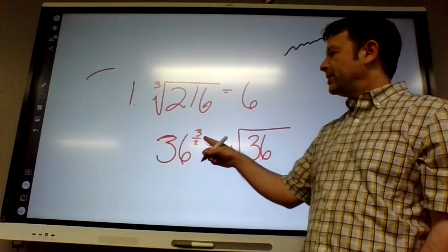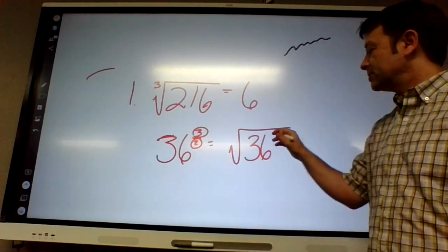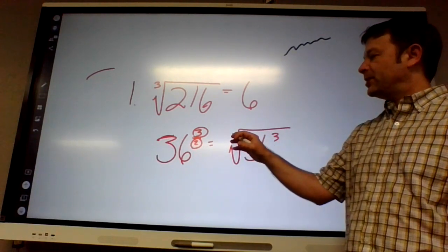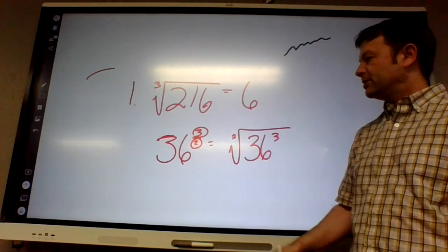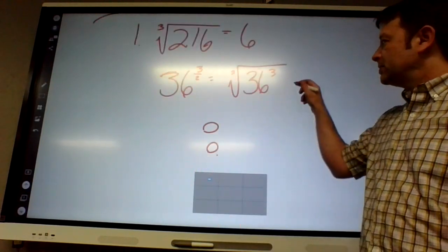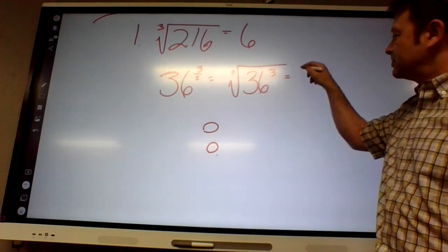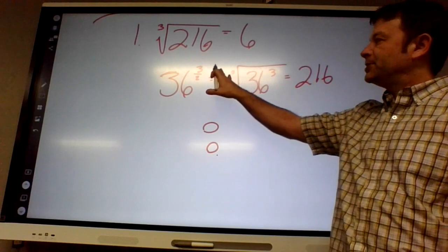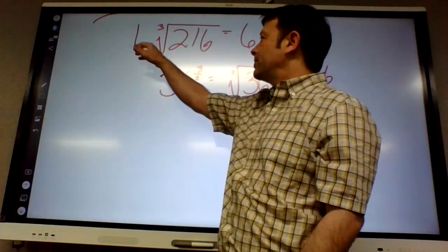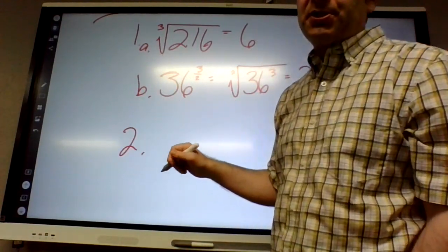Okay, not quite. You got it backwards. It's the square root of 36 cubed. Like this. So remember when you have a radical and there's no number right there, there's an invisible 2 right there. You don't need to know that to do this problem, but you kind of need to know it for the next problem. So you can use a calculator on both of these, by the way, because they come out nice. But number 2, not so much.